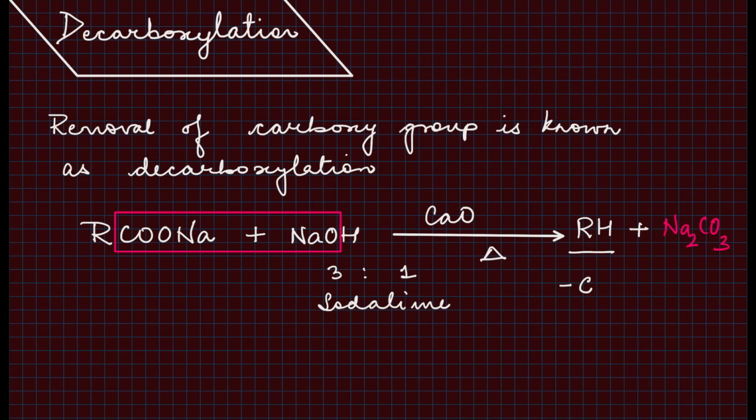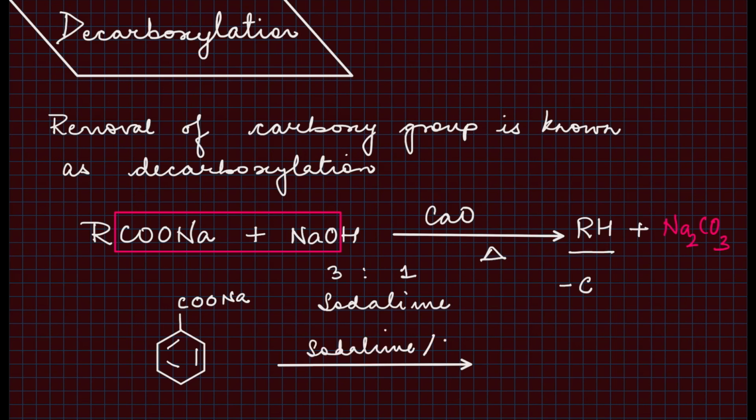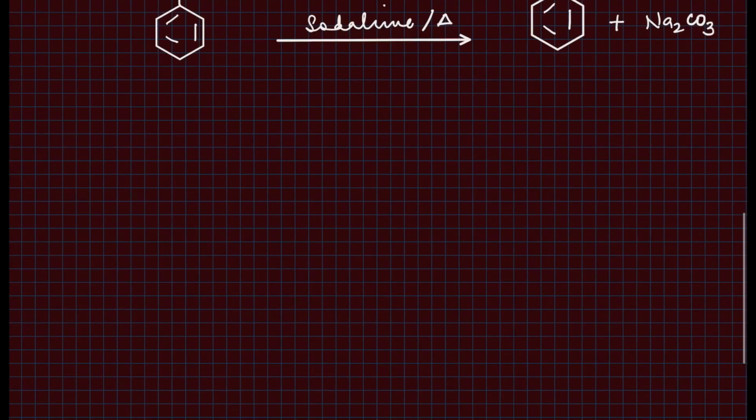So if we start with benzoic acid, if we take sodium benzoate, we treat it with soda lime, heat it, get benzene and sodium carbonate. There is one more process in which decarboxylation takes place, that is known as Kolbe electrolysis.